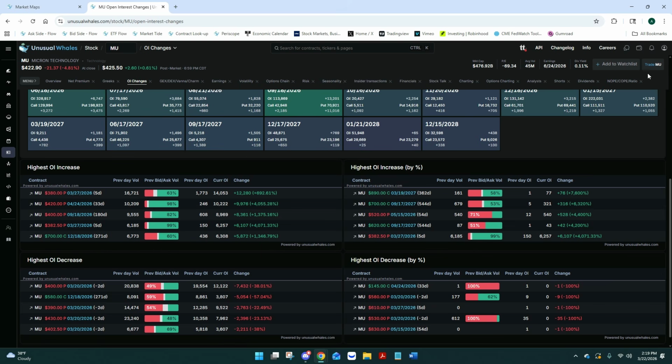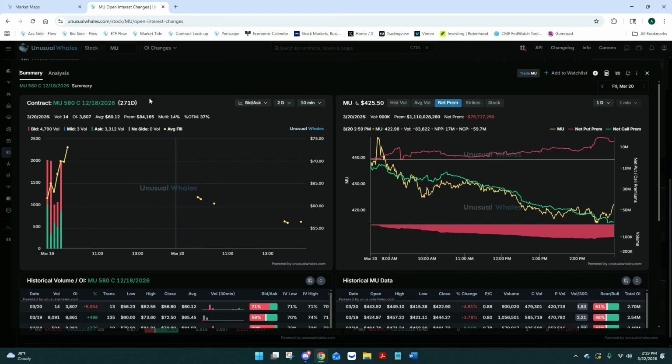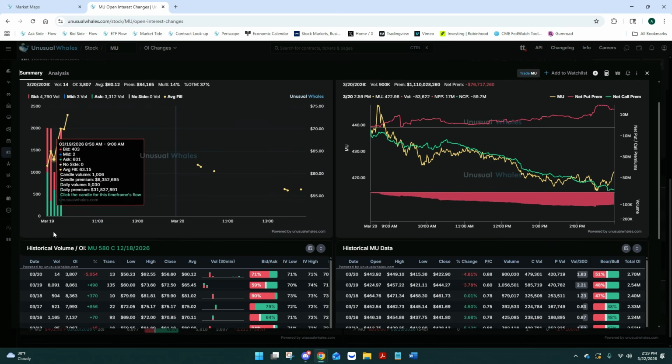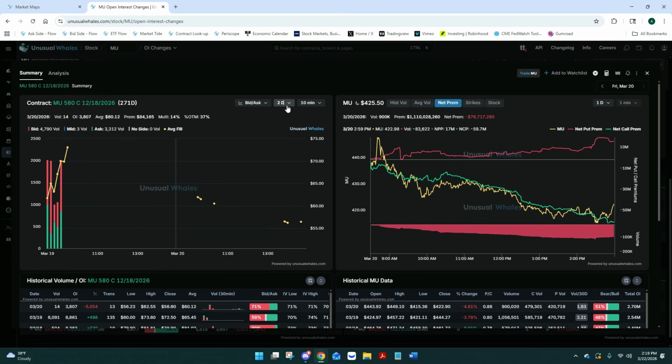So maybe something of interest on some of these here, and looking at that highest open interest decrease, obviously some weeklies are going to see some names drop off, and this could be something of concern. Well, you see a big drop in open interest on a long dated call. So it looks like, let's go back here.